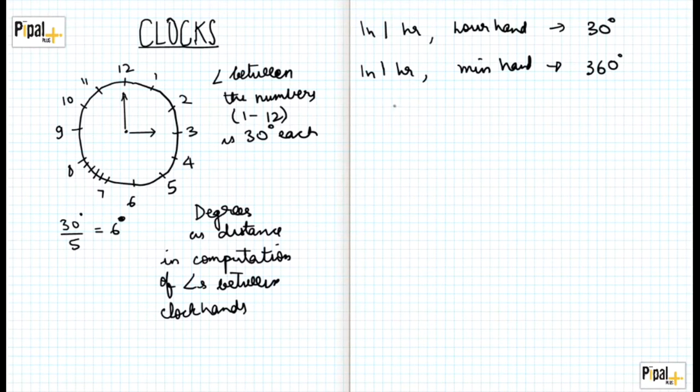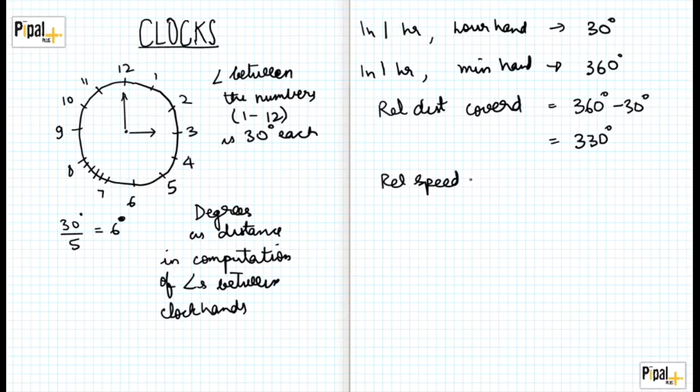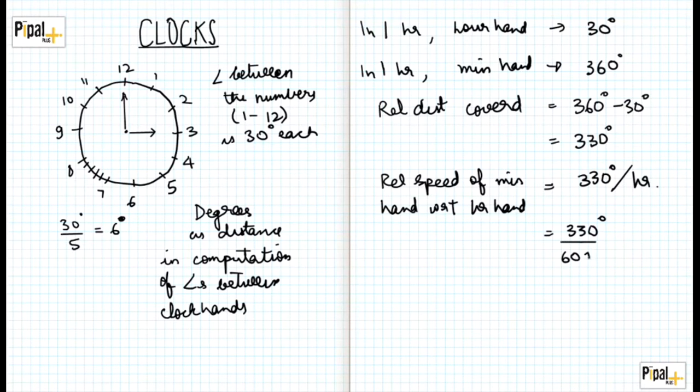So if I have to find out the relative distance covered by the minute hand with respect to the hour hand in the time duration of 1 hour, it is equal to 360 degrees minus 30 degrees, because both of these distances have been covered in the same direction, right? So basically 330 degrees has been covered between them in 1 hour. So the relative speed of the minute hand with respect to the hour hand is going to be 330 degrees per hour, right? If I replace an hour by 60 minutes, this is equivalent to 330 degrees divided by 60 minutes, or 5.5 degrees per minute, right?